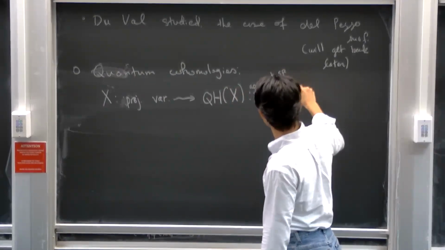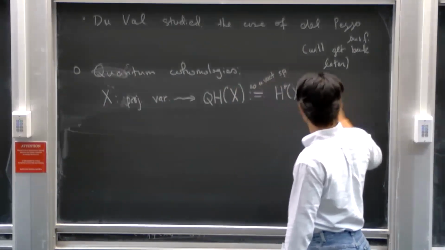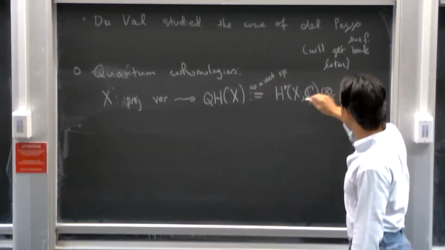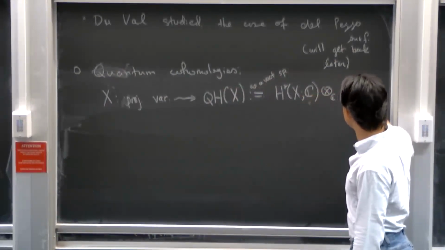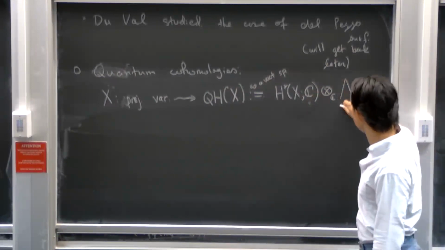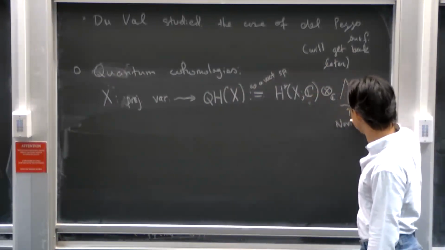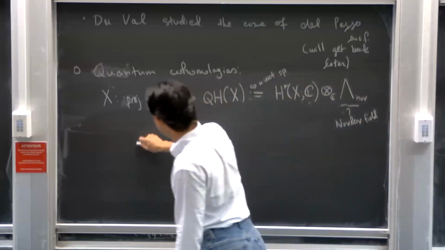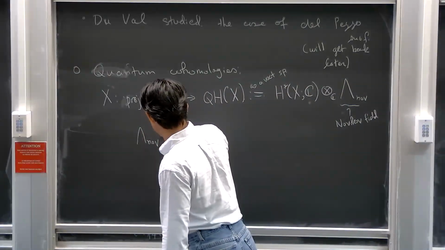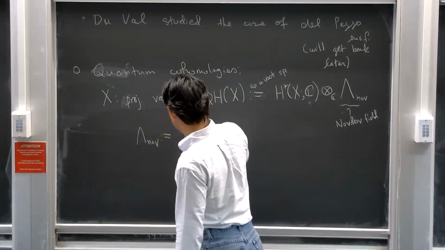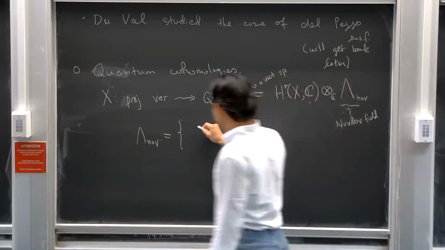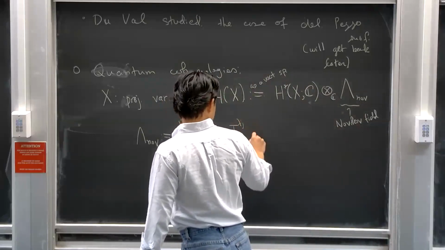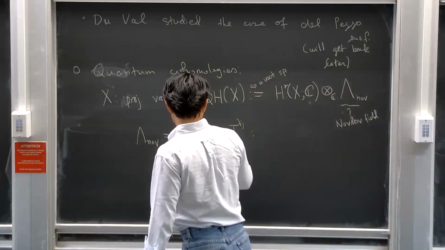singular homology, singular cohomology, but with some special coefficient field called the Novikov field. And it is not very important. I mean, it doesn't matter if you forget what this Novikov field is, but I'll just write it down. So it looks something like this.